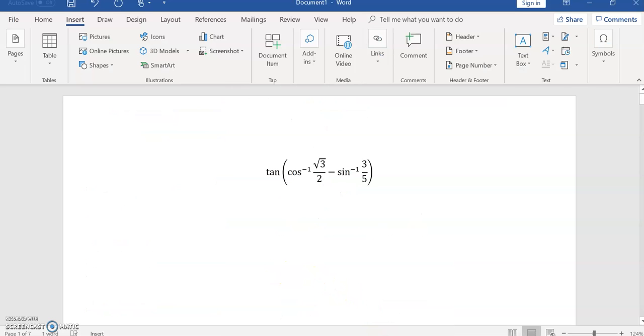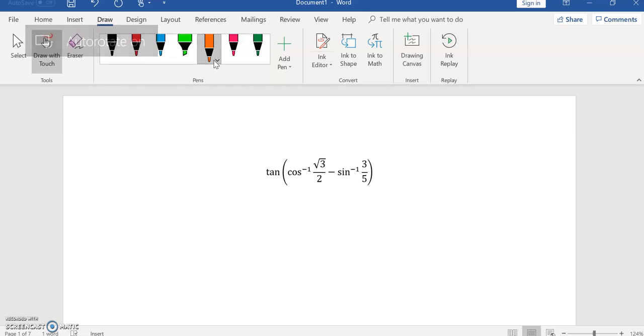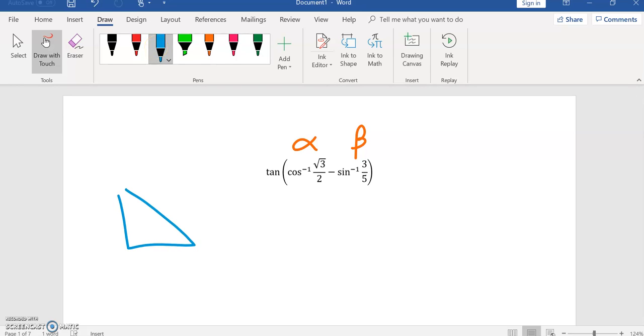And so what I'm going to do here is I'm going to apply that. But before I do that, I'm going to do a little bit of cleanup and some preliminary work. Now, if we look at our formula, we have an alpha and a beta, right? So I'm going to call the first one the arc cosine alpha and the arc sine beta. And I'm going to make triangles for each one of these.